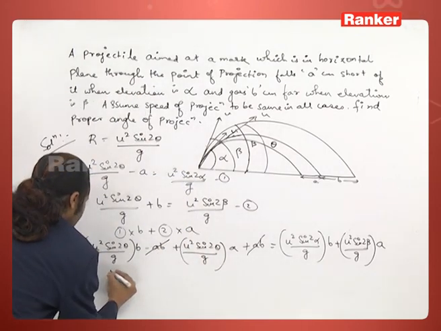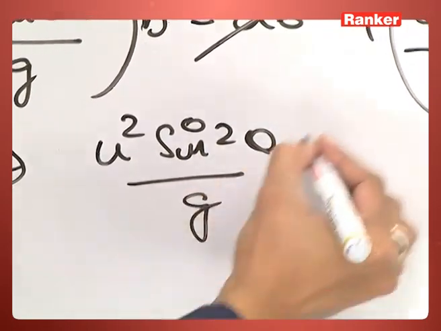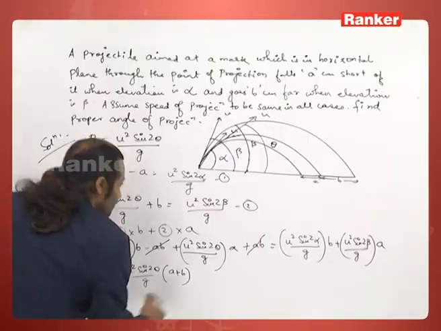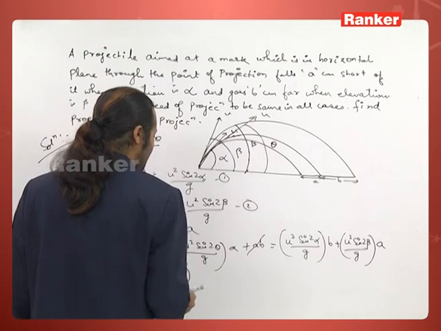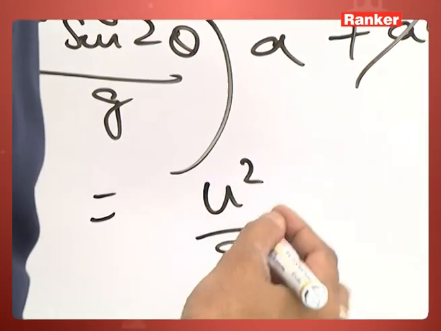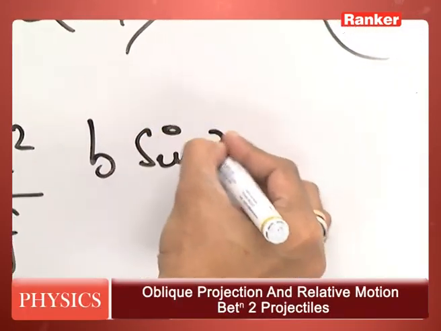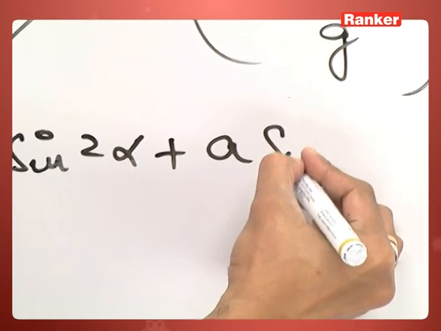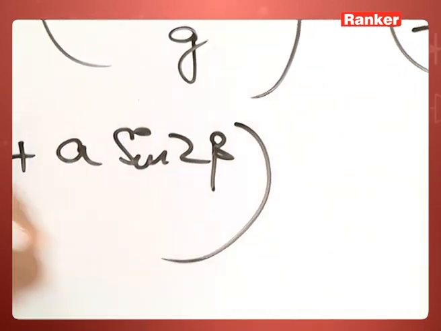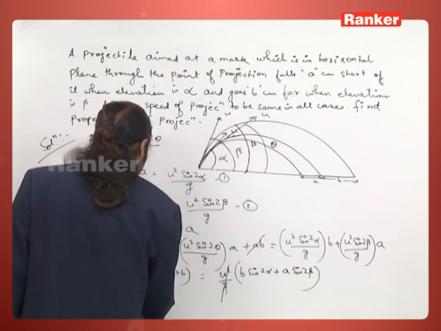So here I can take u square sine 2 theta divided by g into a plus b. So here also I can take u square by g common: b sine 2 alpha plus a sine 2 beta. You can keep it like this. u square by g cancels out.